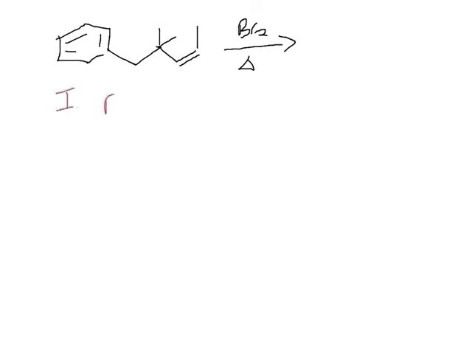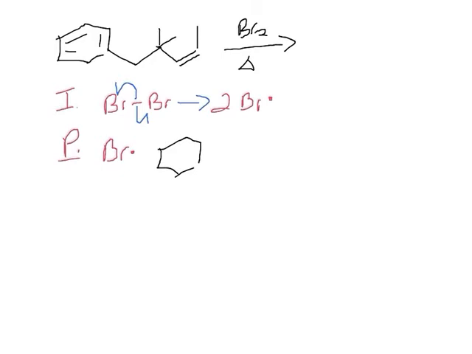Initiation. Right? So we take our Br2 and make 2 Br dot. It's our initiation step. That's when we first form radicals. Light helps us do that. Our propagation steps is when we take something like Br dot and react it with something else.